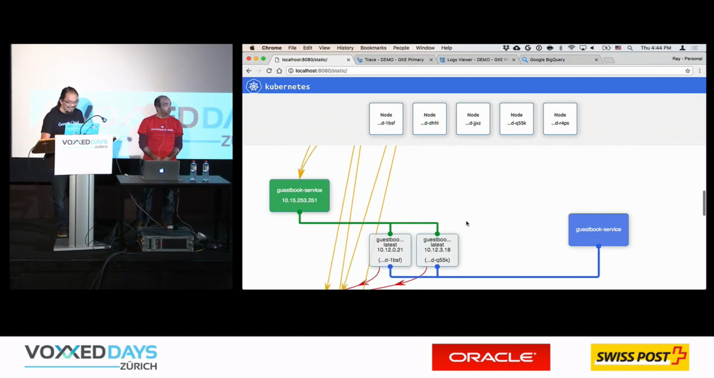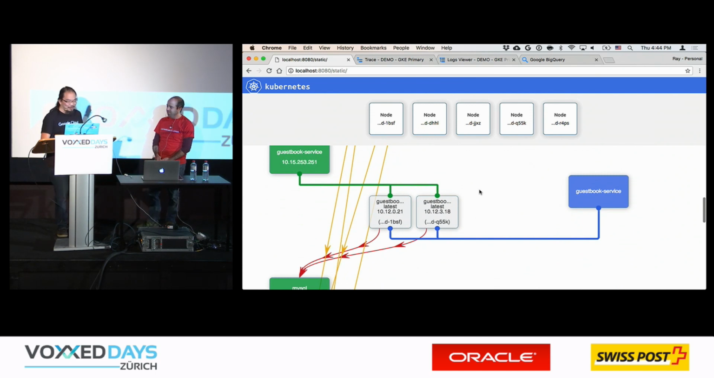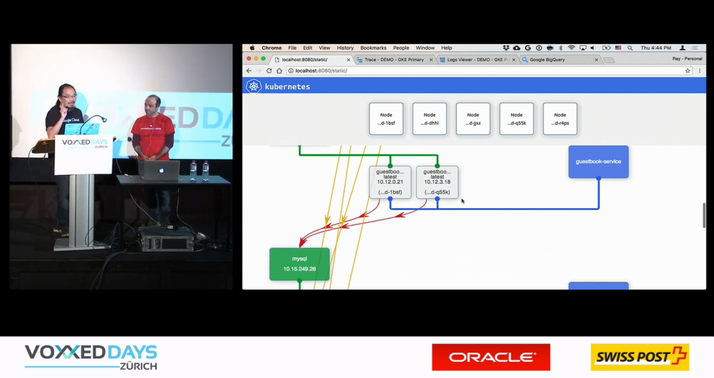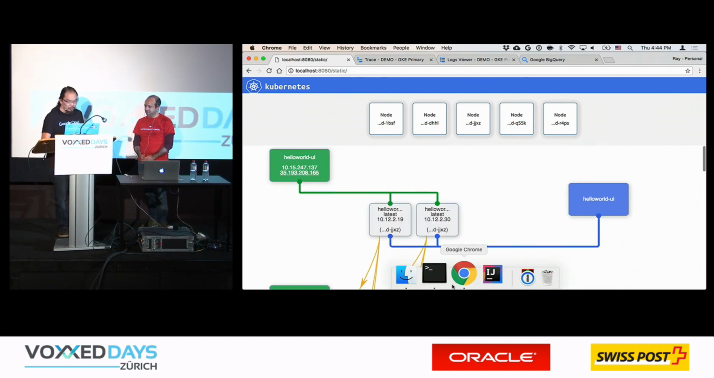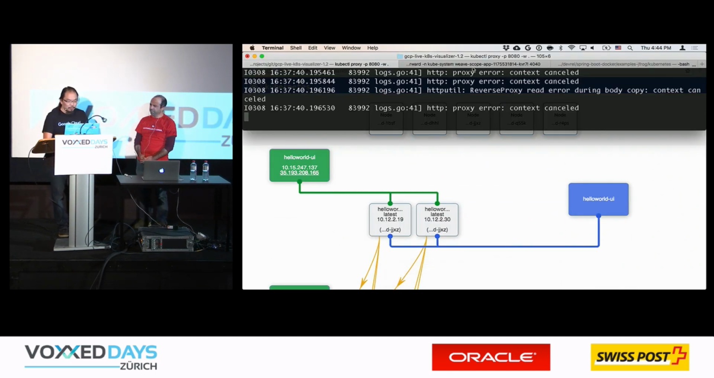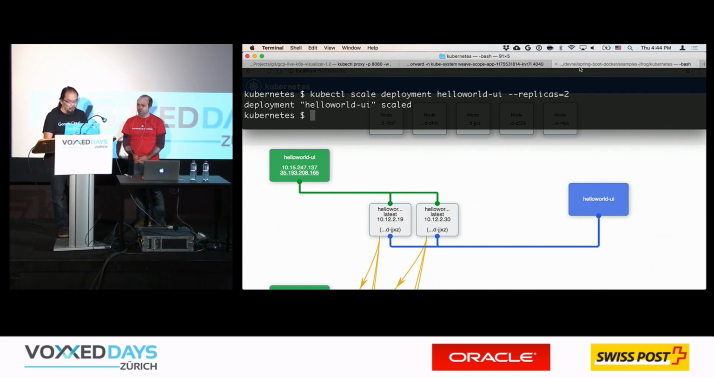Because you need it for a Hello World? Of course, yeah. And we have 2 instances of each for high availability. And here we have the guestbook service and so on and so forth. Just to show you very quickly what that may look like.